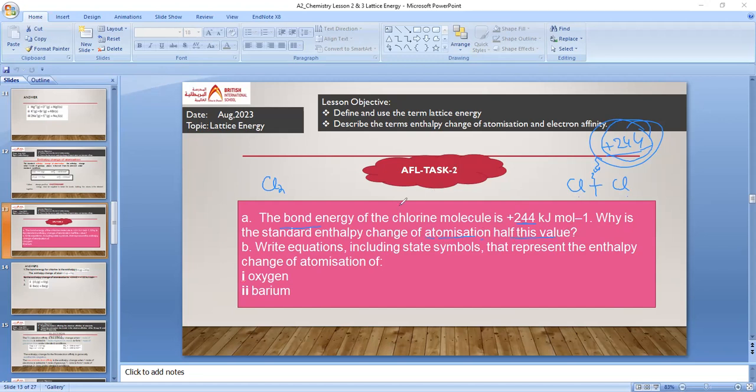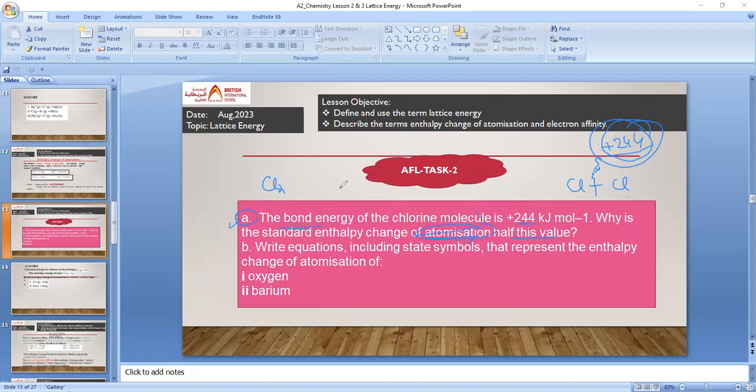Can you answer? Any idea? Just make a guess. Basically, the table that had all the numbers, using that. So how is this related to atomization energy? Okay, first of all, explain atomization energy.